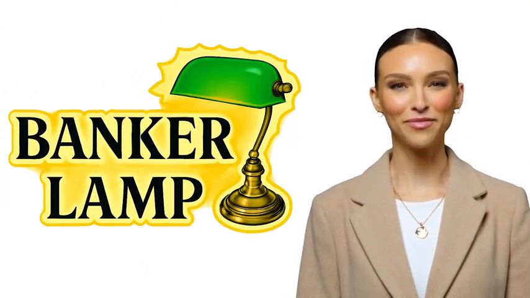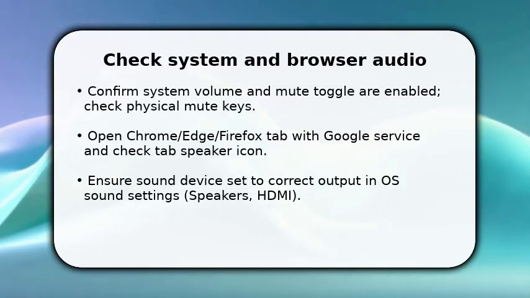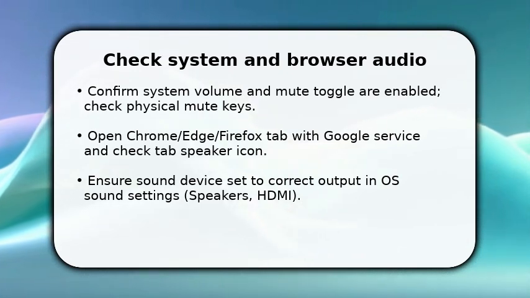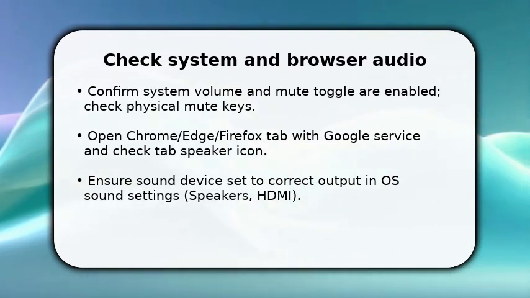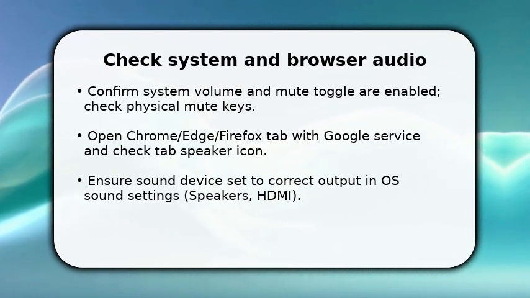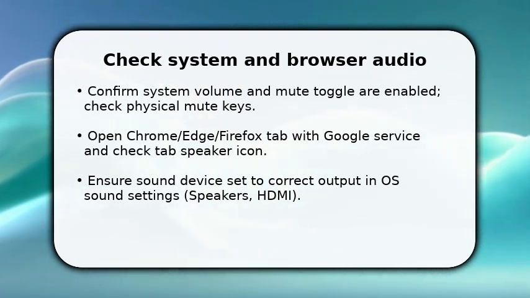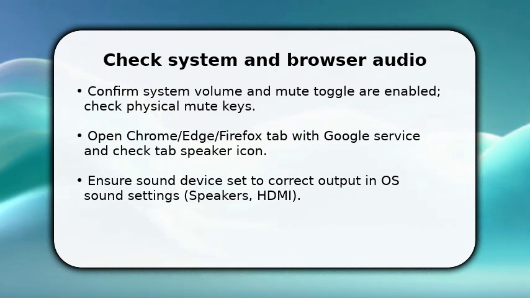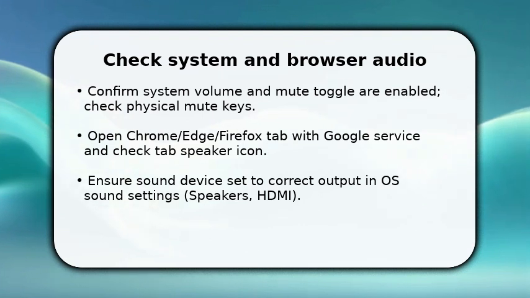Please enjoy the video. You start by verifying system-level audio so you aren't chasing browser settings alone. Check your OS volume mixer and physical mute keys. Unmute if needed. Next, open the browser tab running the Google service and look for a small speaker or mute icon on the tab. Click to unmute.